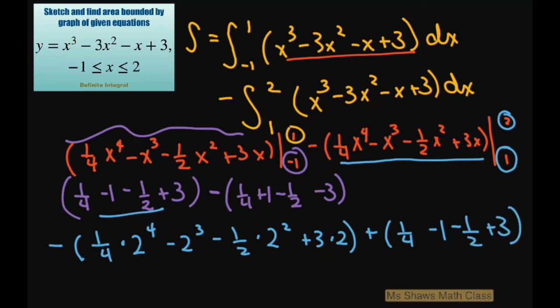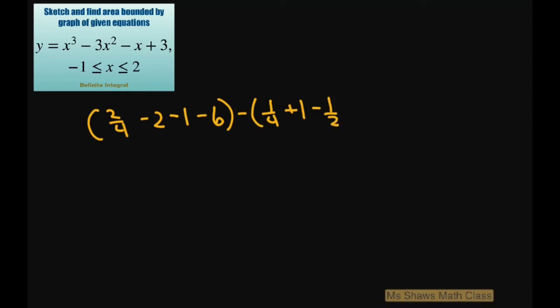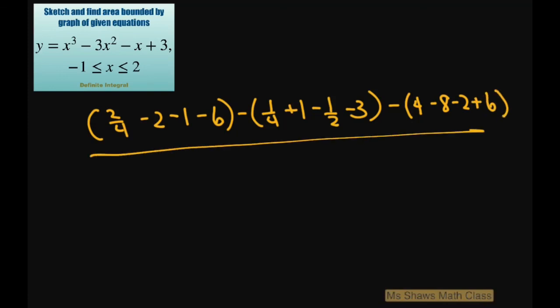All right. And so basically we're going to have to add all this up. And when you do that, you should get 2/4 minus 2 minus 1 minus 6 minus 1/4 plus 1 minus 1/2 minus 3. And then for that second integral, you're going to get minus 4 minus 8 minus 2 plus 6. All right, when you add all that up, you should get 23 divided by 4.